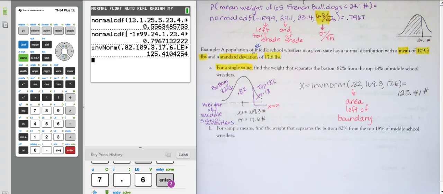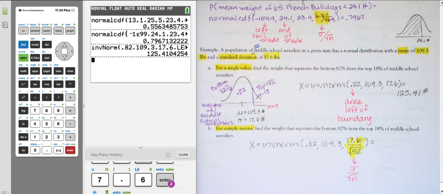The next part says we're looking for the sample means. Now you're looking at the entire sample. This is how you're going to know that the central limit theorem is going to apply. You're still working with that value that separates the bottom 82% from the top 18% of wrestlers, but looking at the entire sample mean to do that.